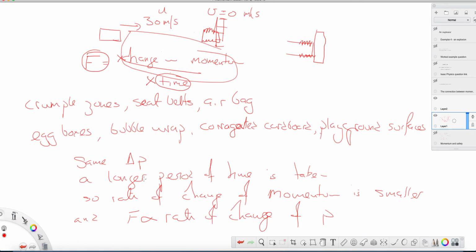That's safety. Now notice I said a longer period of time. I did not say the time is longer. I said a longer period of time is taken. The amount of time taken is greater. Do not talk about time getting longer, because it doesn't. Not in this context. Okay?